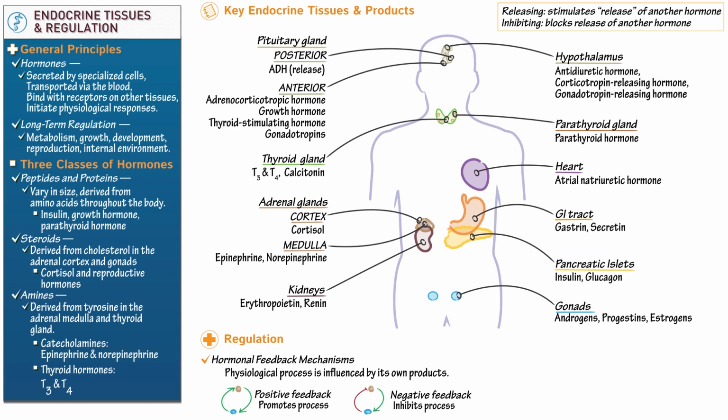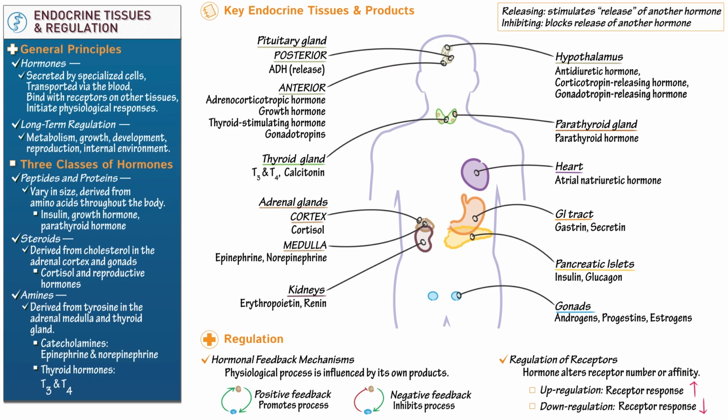Hormones can also influence their effects at target tissues by altering the number or affinity of receptors to regulate receptor response. In upregulation, the presence of a hormone increases receptor response. In downregulation, receptor response decreases. This concludes our diagram.